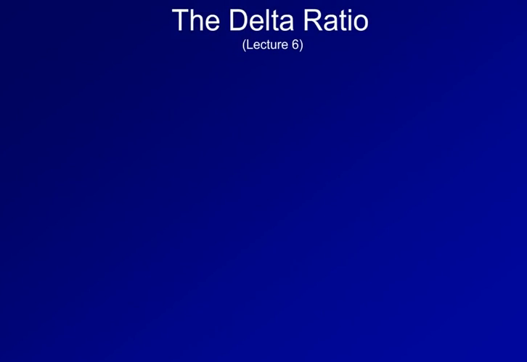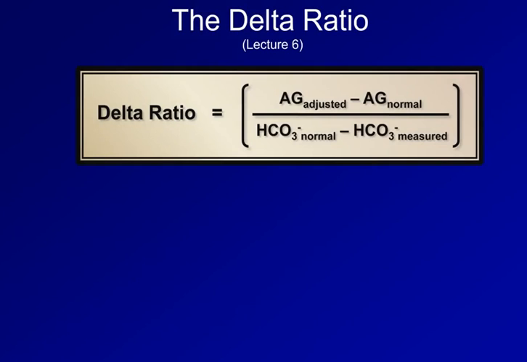Lecture 6 focused on the delta ratio, which is the ratio between the change in anion gap from normal and the change in bicarb from normal. It should be calculated whenever the anion gap is elevated. In general, the delta ratio is the only means to identify multiple simultaneous metabolic disorders.